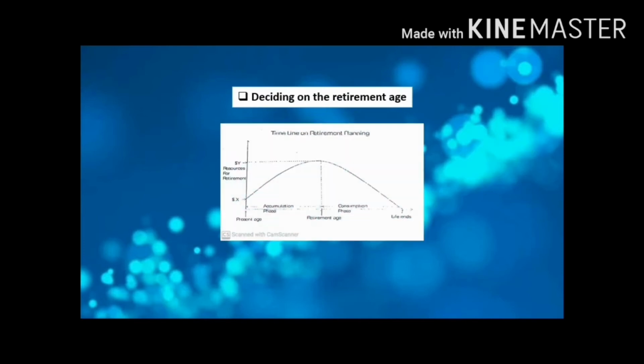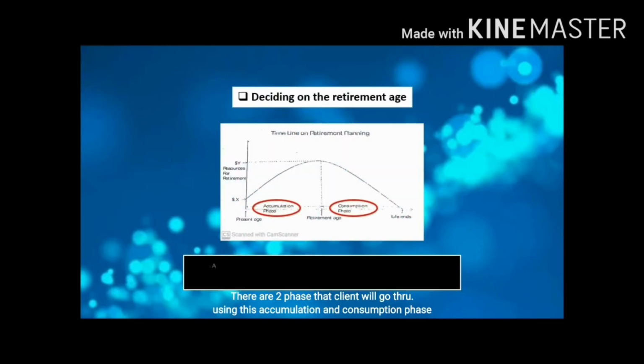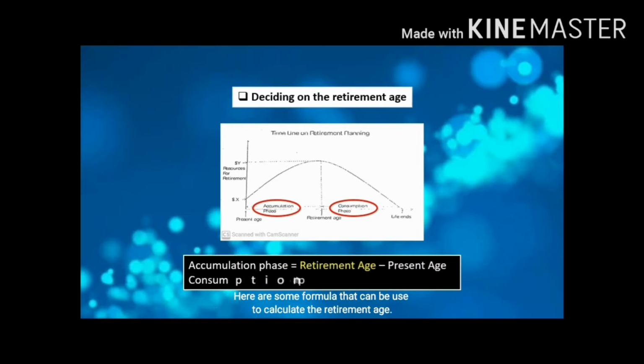Next is deciding on the retirement age. There are two phases that the client will go through. Using this accumulation and consumption phase, here are some formulas that can be used to calculate the retirement age.